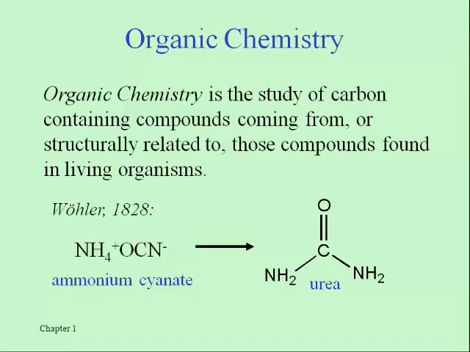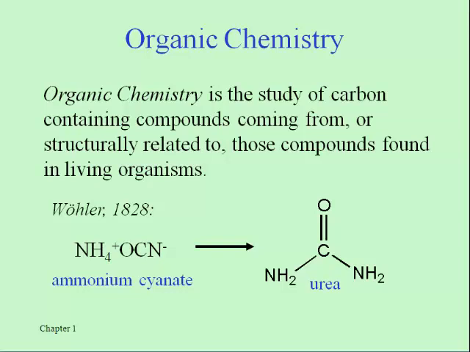This first slide defines what organic chemistry is. Nowadays, it's just a matter of if it has carbon, it is organic. In the old days, organic meant that it would come from something that was living or had once lived, from a plant, a tree, a human, or an animal. And it was long thought that the only way you could get organic chemicals was to take them from one of these living organisms.